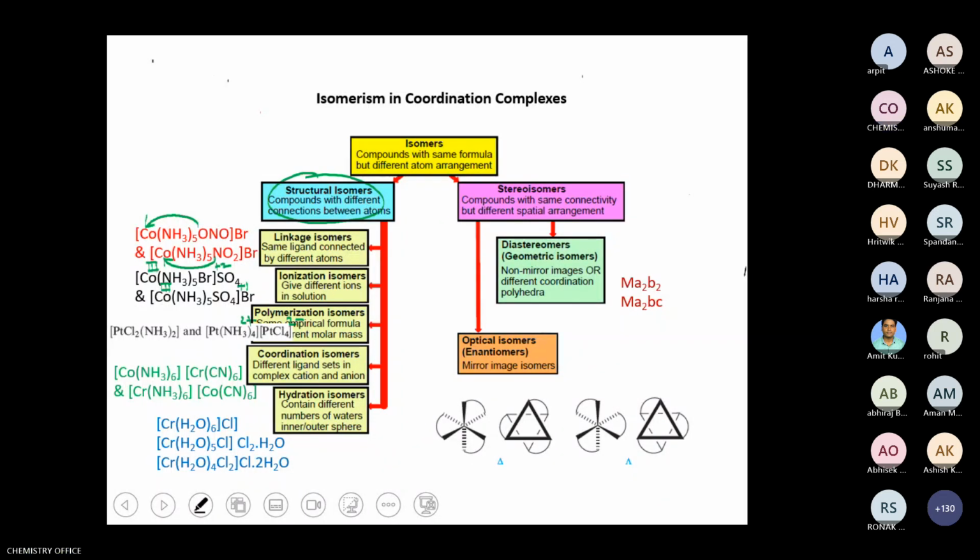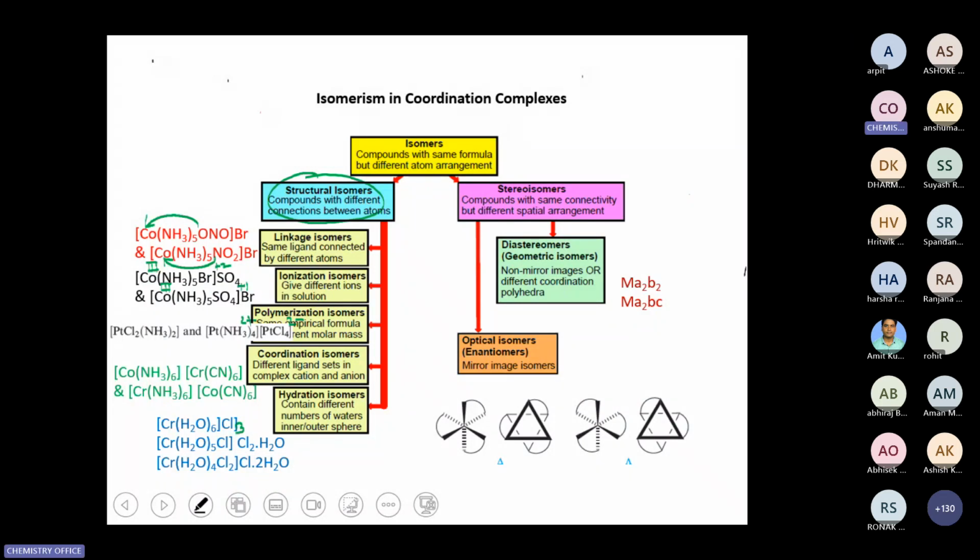Hydration isomer. All the molecules are same with the basic formula of chromium, H2O 6, Cl 3. But the water molecules inside the coordination sphere can be rearranged. In the first one, there are 6 molecules of water inside the coordination sphere, in the second one there are 5 molecules, in the third one there are 4 molecules. So in order to fulfill the coordination number, the chloride ions enter gradually. This should be 3. Okay.